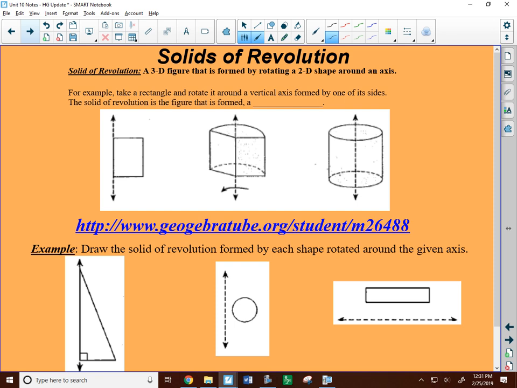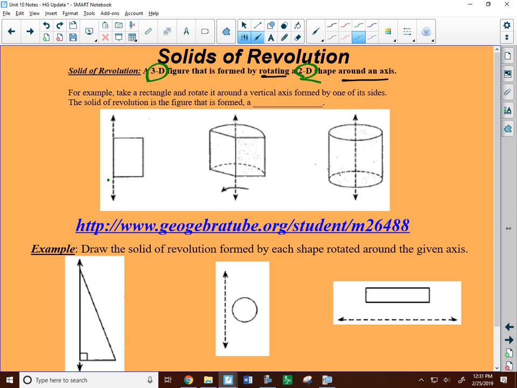All right, let's do solids of revolution. Not technically the reverse, but it has some reverse characteristics. So cross section is you take a 3D shape, and you slice it, and you get a 2D shape as a result. Triangle, rectangle, circle. Solid of revolution is you actually take a 2D shape, rotate it around an axis, and the result is a 3D shape. And that would be the solid of revolution. A solid formed by revolving.